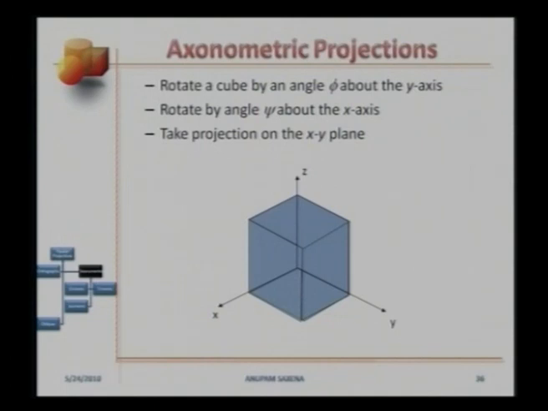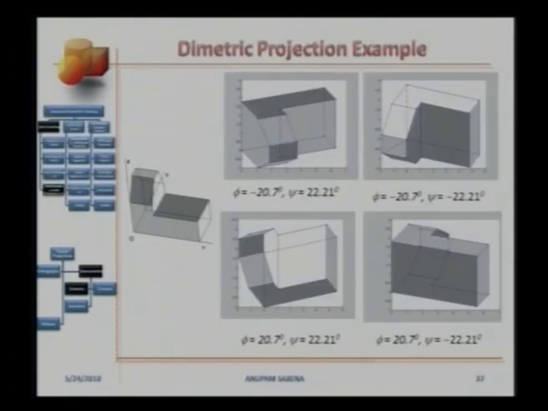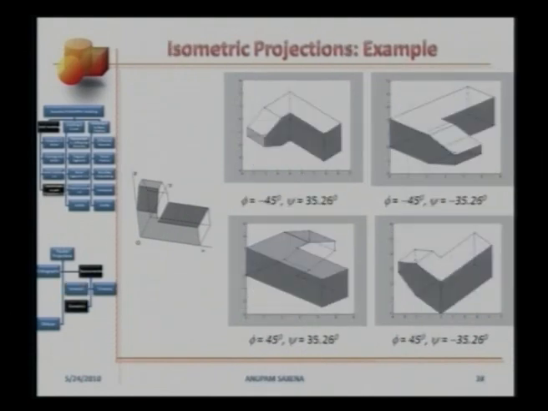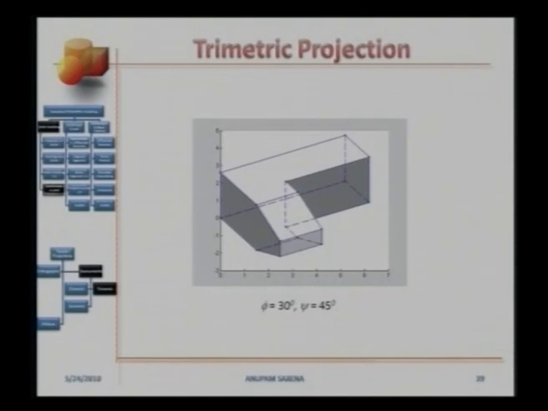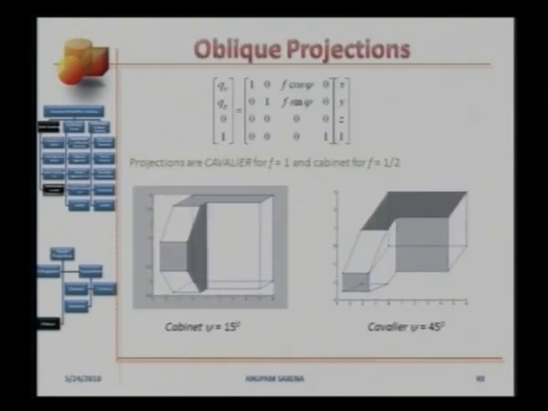axonometric projections. Here we discussed 3 subparts: diametric projections, very popular isometric projections, and trimetric projections. We also talked about oblique projections, wherein we discussed cavalier and cabinet projections.